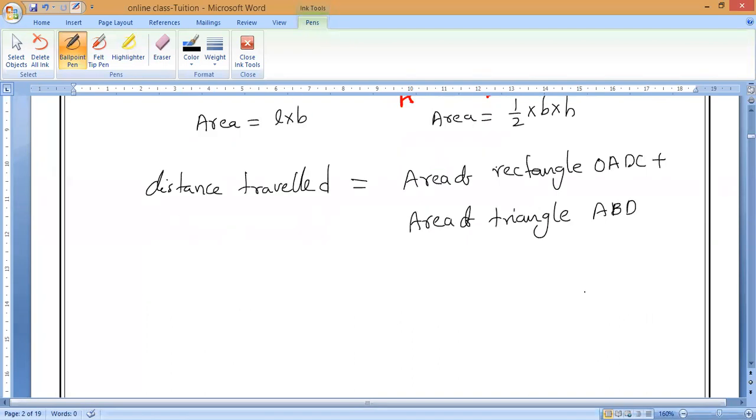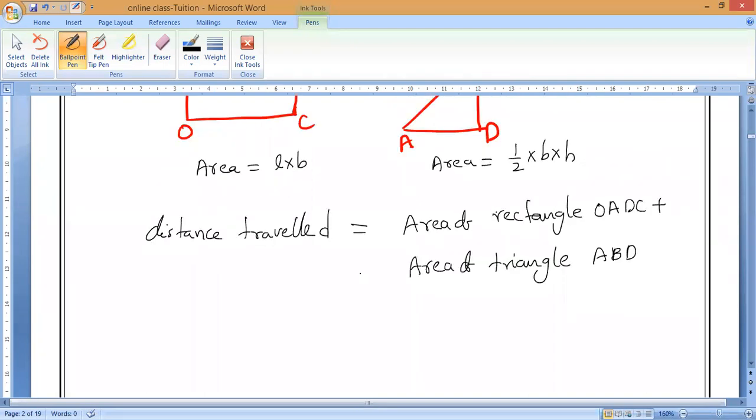Yes, sir. So now, start substituting. What is the area of a rectangle? Length means what? OC. OC into breadth means what? You can write DC or OA, anything, your choice. So let me write OA. OC into OA. Okay. Yes or no?